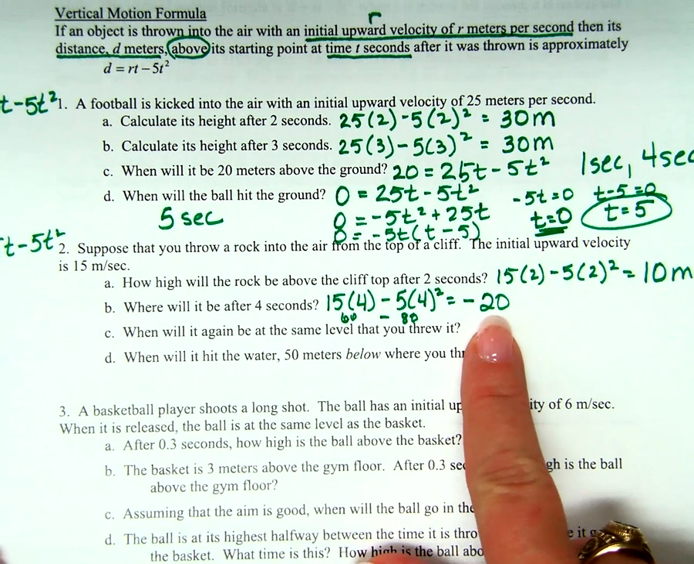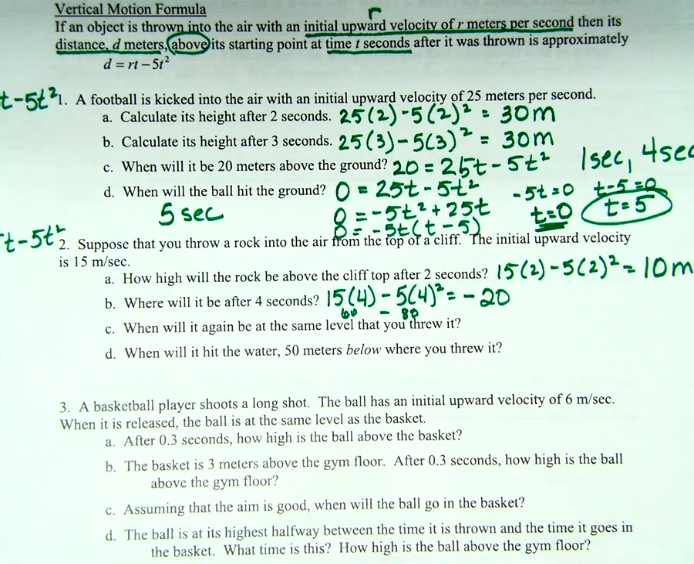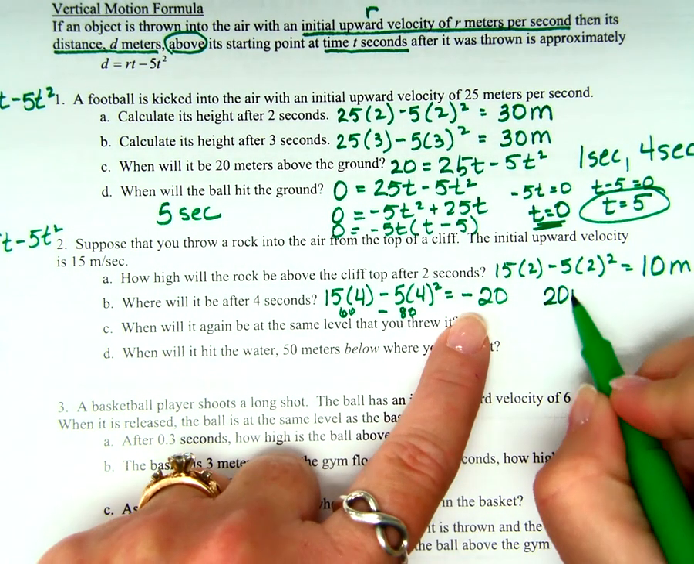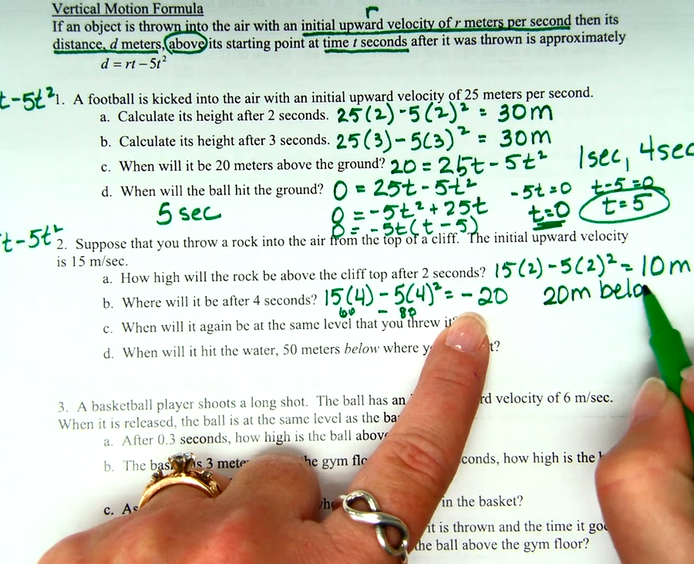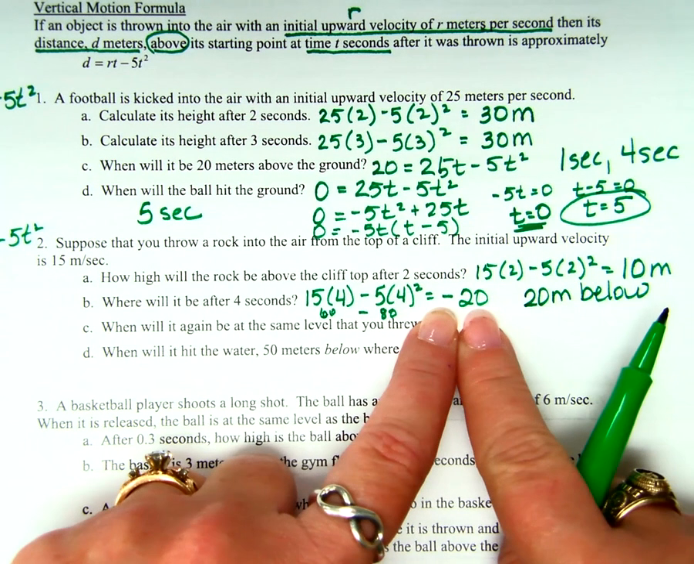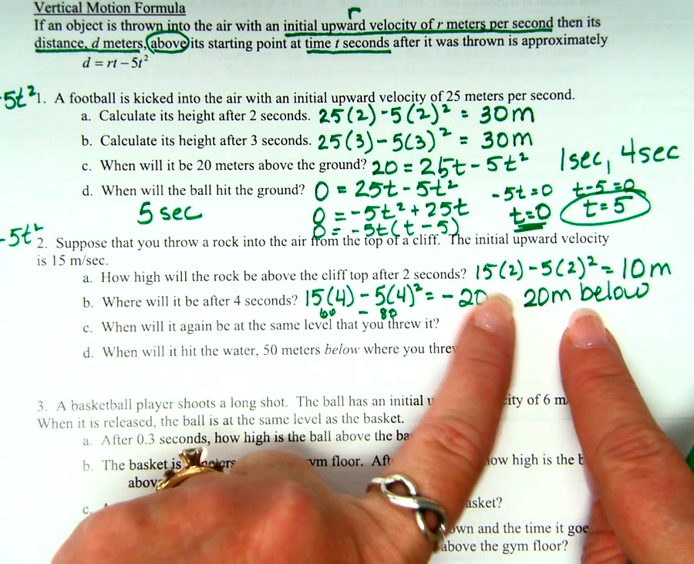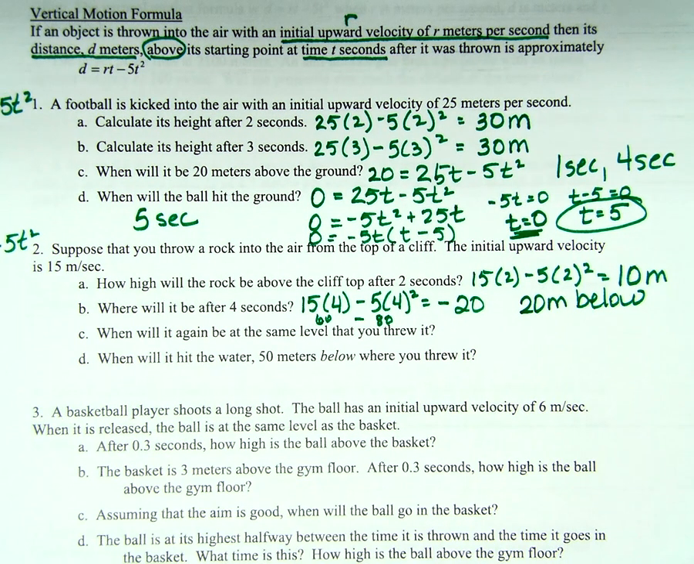So for my answer, I got negative 20, right? For the answer of my equation, right? What's the answer to the question? 20 meters below. This is not the answer to the question. This is the answer to the question. If you just write negative 20 meters, I know that you haven't taken any thought or time to think about this. Okay? Are there any questions about that?